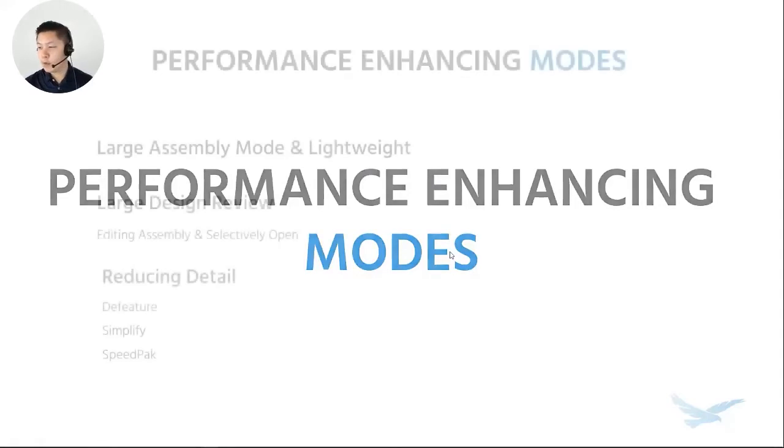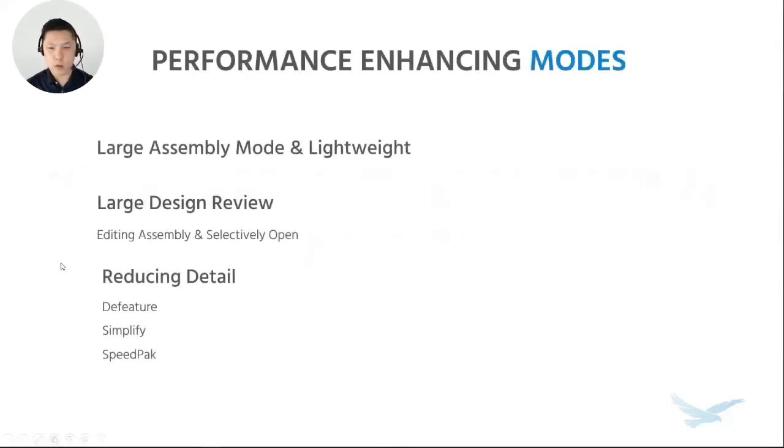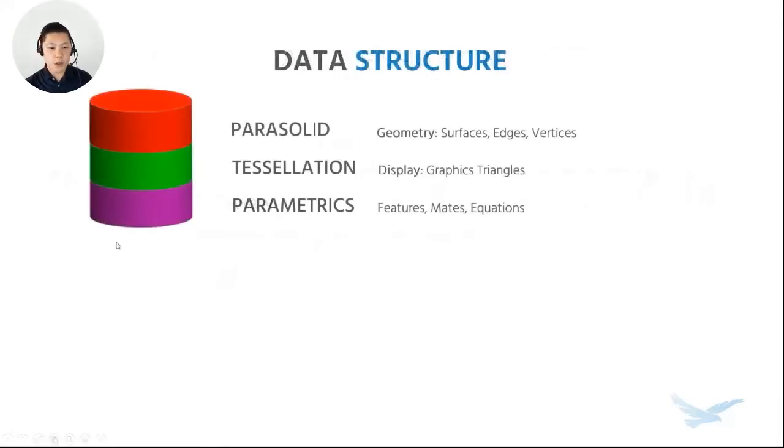Last section, we're going to talk about performance enhancing modes. We'll talk about large assembly mode and lightweight. We'll talk about large design review and also reducing detail. And before we talk about this, let's talk about the data structure, right? What goes into our files, into our parts, for example, right?